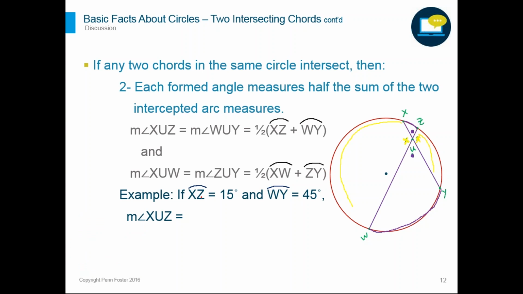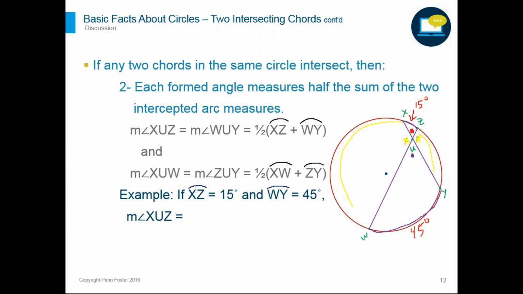So FXZ, that's the arc, let's look at XZ. They're referring to this arc measure. It is 15 degrees, that's given. And the arc measure of WY is 45 degrees. Find the angle measure of XUZ, which is one here, XUZ.